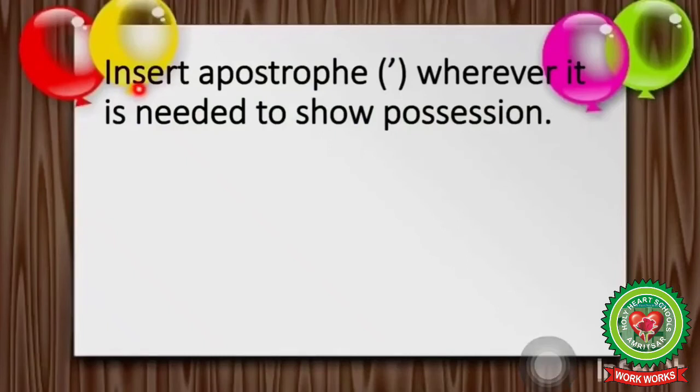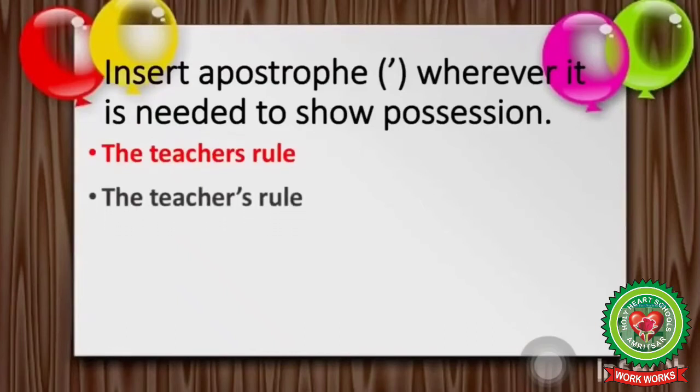Now students, let's discuss some exercises related to apostrophe. Insert apostrophe wherever it is needed to show possession. Now students, in the sentence we have to insert apostrophe to show possession toward something. Look at the first sentence. The teacher's rule. Here students, teacher is a noun and rule shows possession towards the teacher. So it can be written in this way.